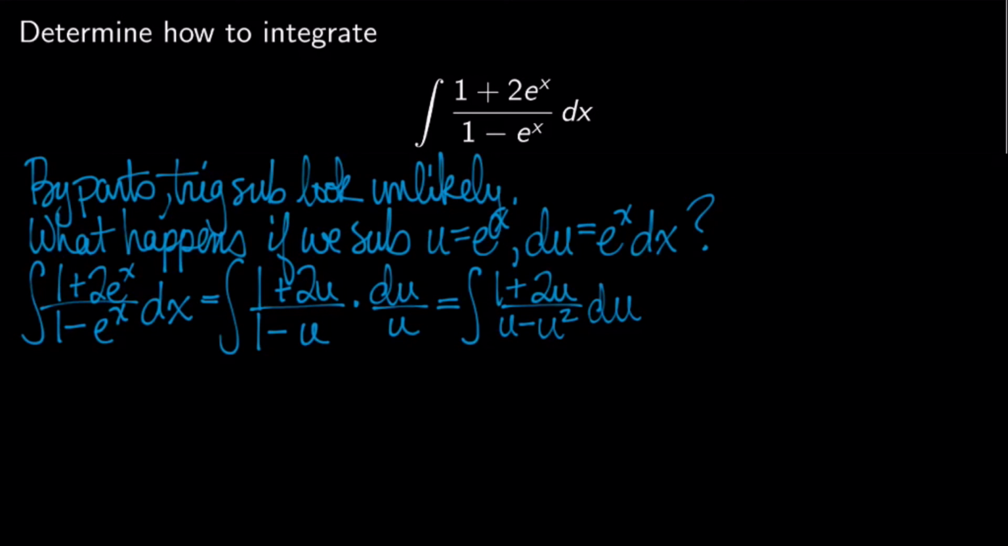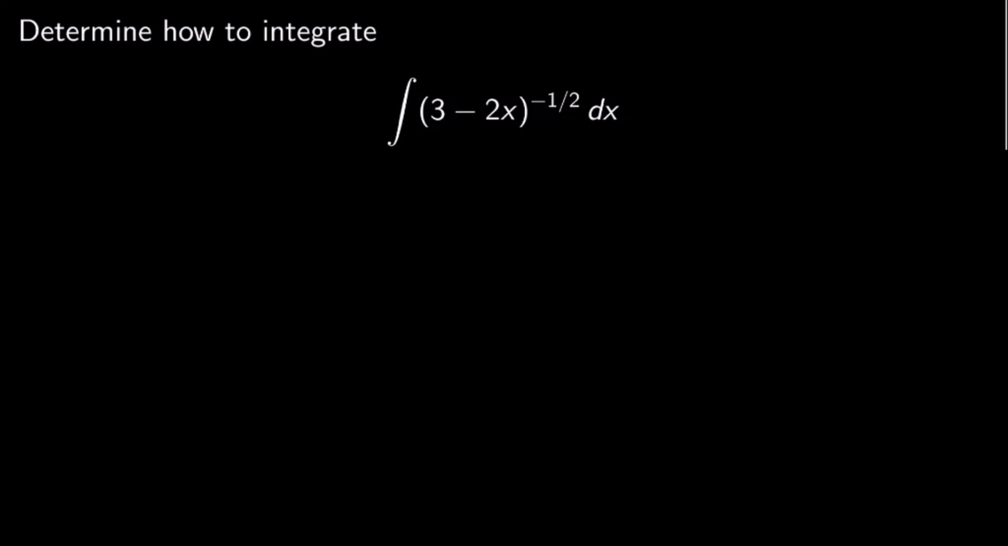And when I simplify that using algebra, I get 1 plus 2u on top, and I get u minus u squared on the bottom, and bam, partial fraction decomposition. That's going to get you there because u minus u squared factors into 2 linear factors. So I bet that guy's going to split up real nice.